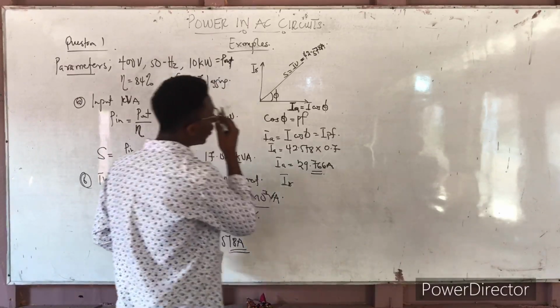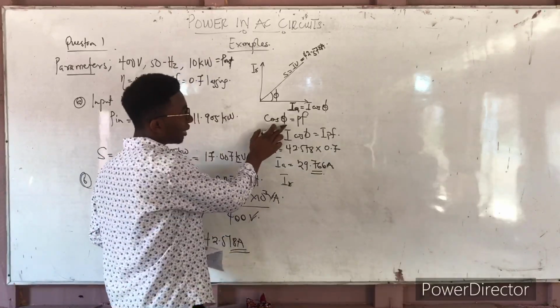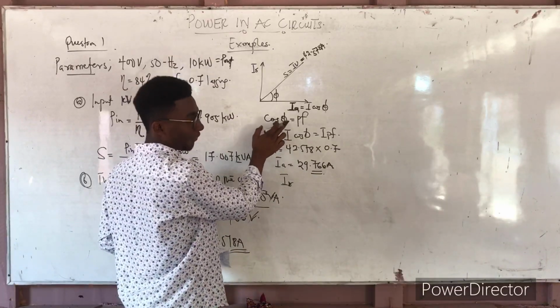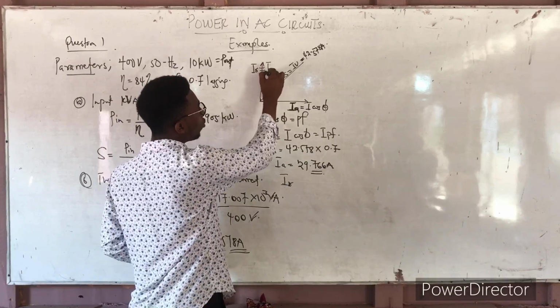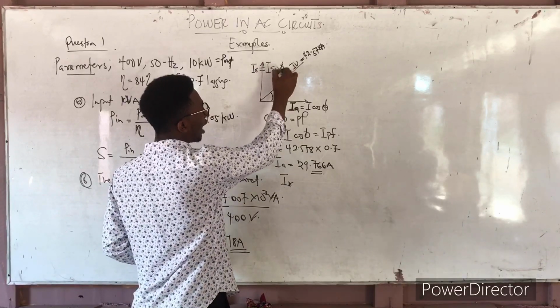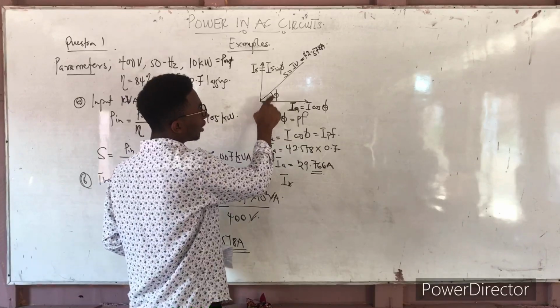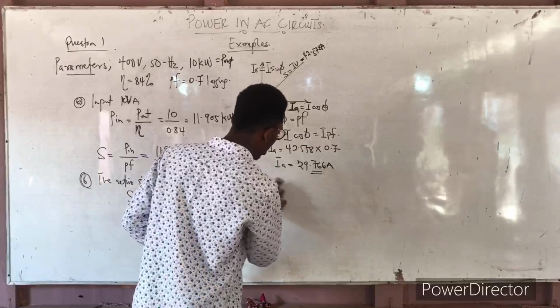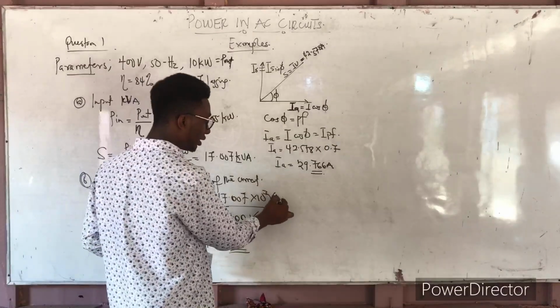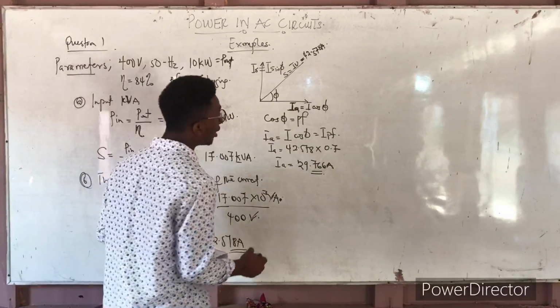Because we don't know the value for theta, the angle phi, or the time, we can't just use IR, which would be I sine phi. So we just have to use the magnitude approach, the current approach here, to get it.